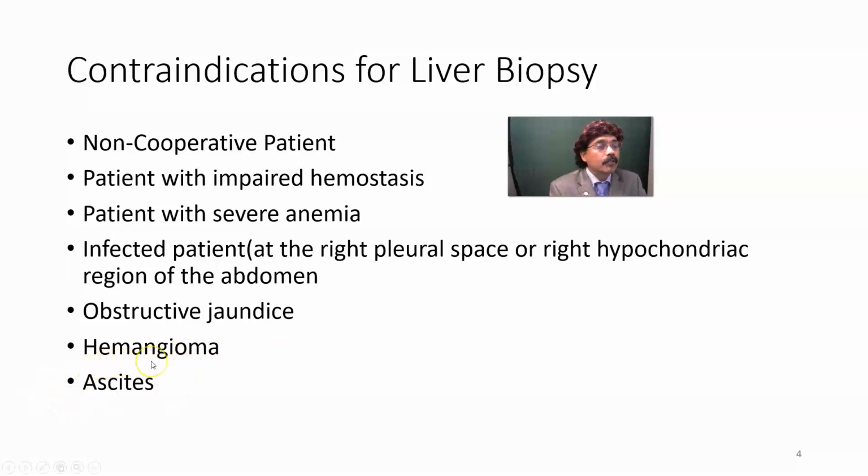Hemangioma is a very vascular tumor. If it is penetrated, huge bleeding may occur. So in a patient with a hemangioma in the right hypochondriac region or lower rib of the chest wall overlying the diaphragmatic dome, biopsy should be avoided. Liver biopsy is contraindicated in that type of vascular tumor. Ascites, a collection of fluid in the abdomen: there may be contamination due to excessive fluid in the abdomen, so that is also a contraindication for liver biopsy.